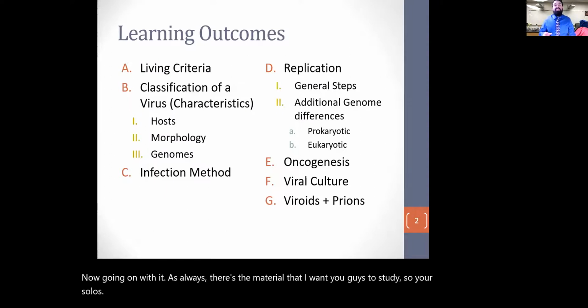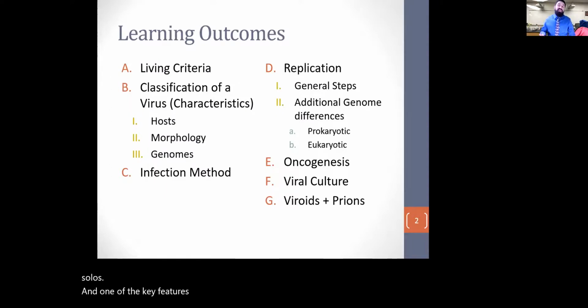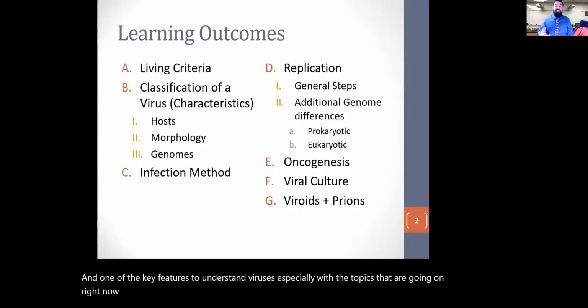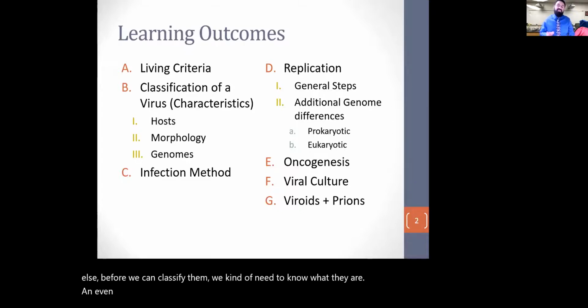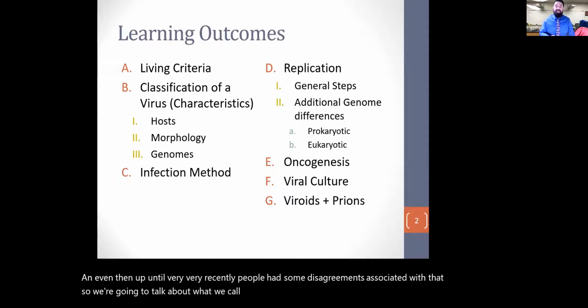And one of the key features to understand viruses, especially with the topics that are going on right now, is how do we categorize viruses? How do we classify them? But more than anything else, before we can classify them, we kind of need to know what they are. And even then, up until very, very recently, people had some disagreements associated with it. So we're going to talk about what we call living criteria. How do we declare a virus, whether it's alive or dead, and so on and so forth?